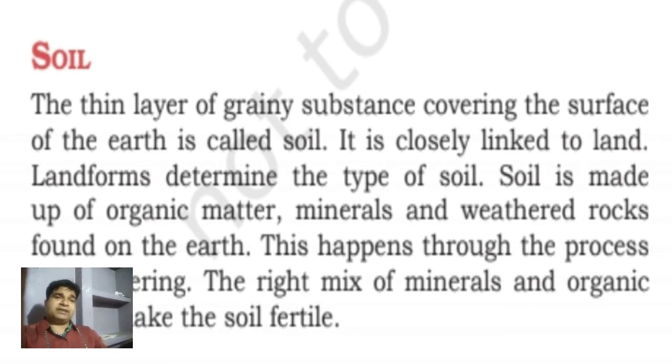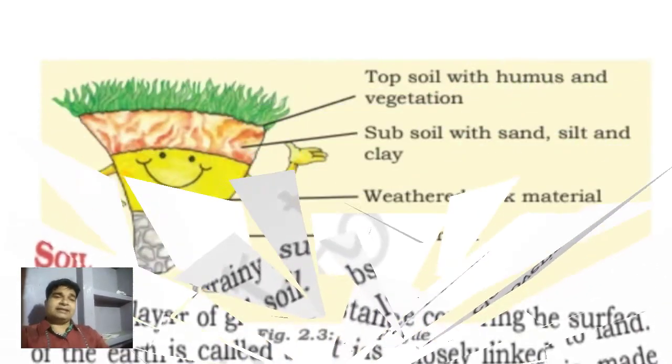The right mix of minerals and organic matter makes the soil fertile. So some soils are very fertile. Fertile means upjao in Hindi. That means whatever you grow, it will grow very nicely. So if you want to grow rice, wheat or any vegetable, it will grow very nicely.